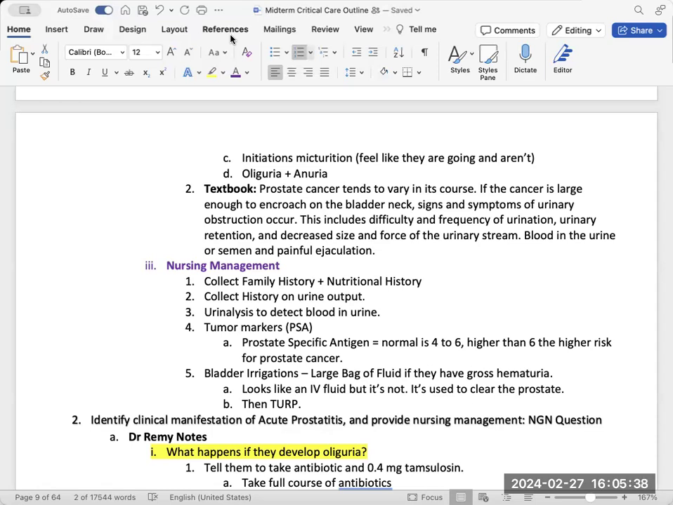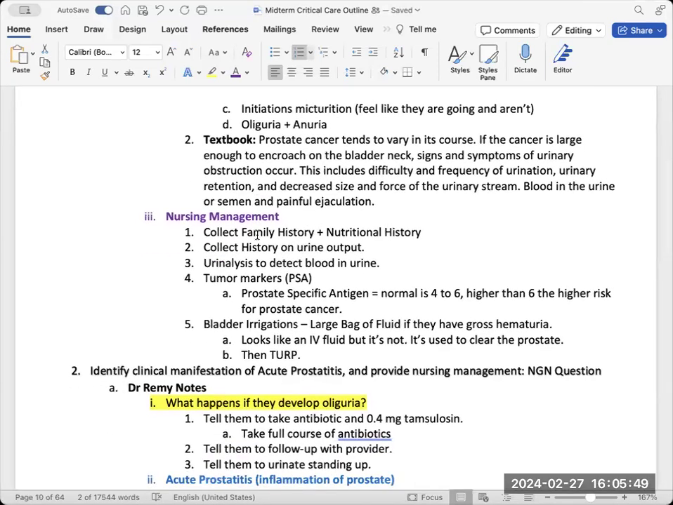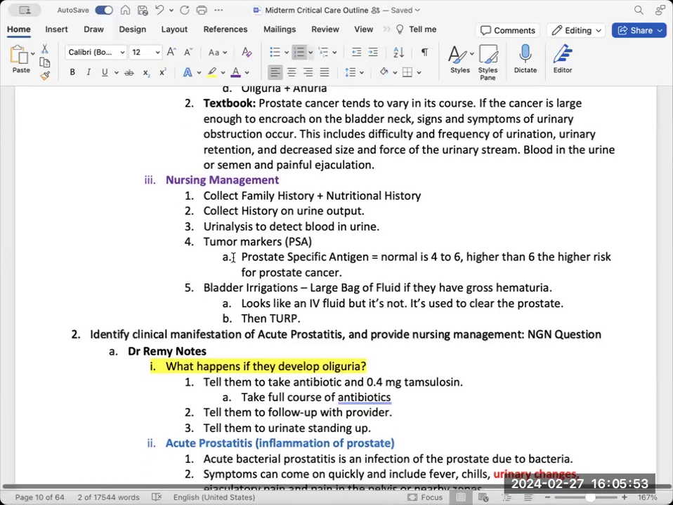We need a nutritional history because a diet high in red meats and dairy can also contribute to someone having prostate cancer. We also want to look at a urinalysis to detect blood in the urine, or hematuria. And tumor markers, like a PSA, that prostate specific antigen. Normal is between 4 and 6, and high is 6 or greater, which puts you at a greater risk for prostate cancer.